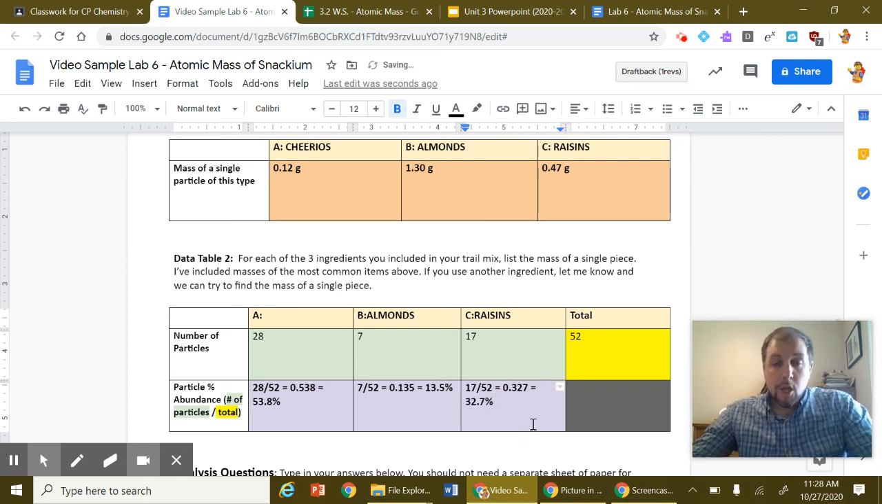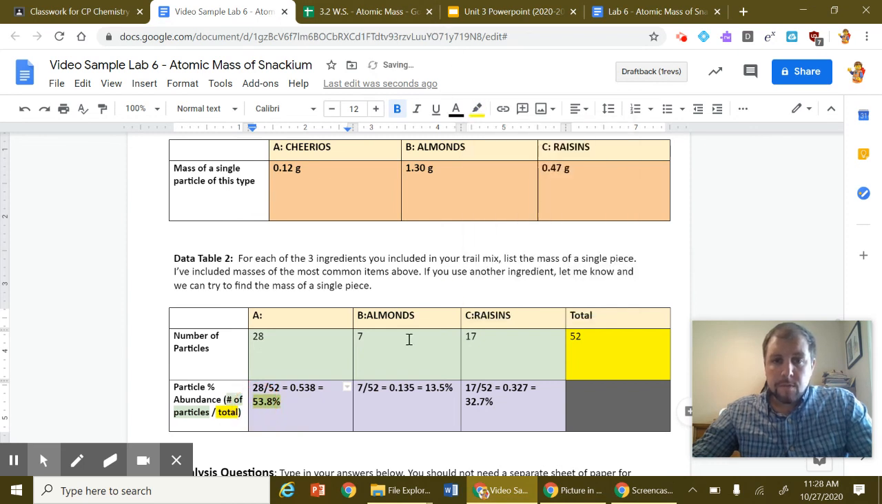Okay? You can check that your percentages are right because they should add up to about 100. Maybe a little less, maybe a little more for rounding. Let's see here. 53.8 plus 13.5 plus 32.7. Yeah, 100. Okay, so I did this right.